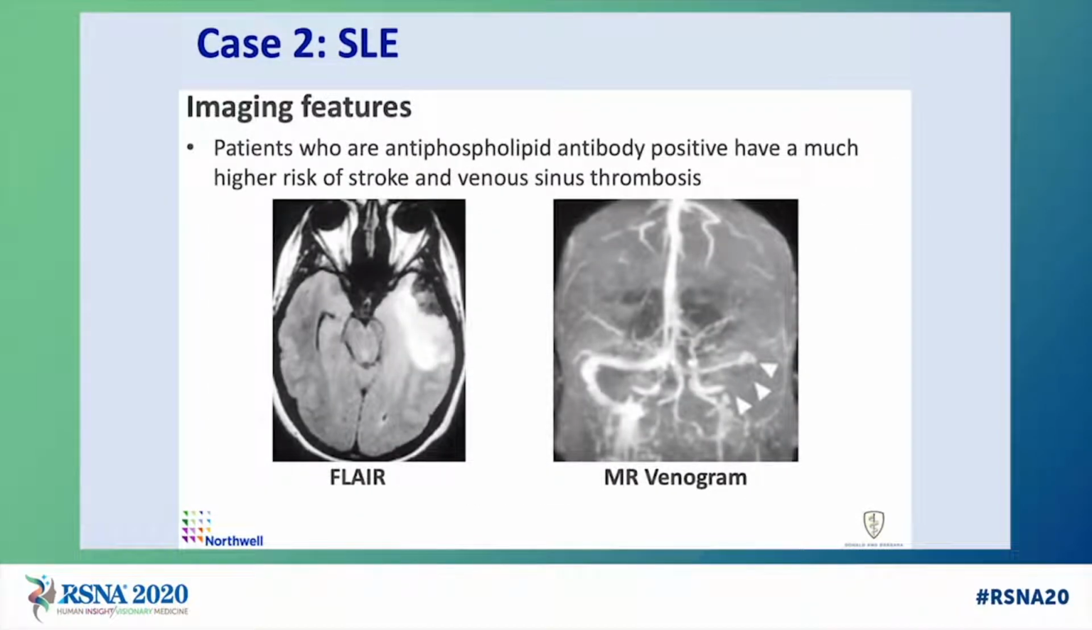Characteristically, patients who are antiphospholipid antibody positive have a much higher risk of stroke and venous sinus thrombosis, as seen in this case with the left temporal hemorrhagic stroke due to transverse and sigmoid sinus thrombosis.